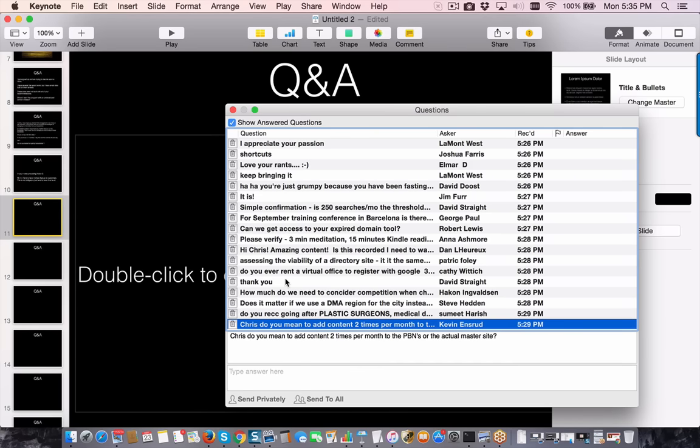Cool. Do you mean to add content 2 times per month to the PBNs or the actual master site? No, I'm only saying add content twice per month, only to 1, 2, or 3 maximum PBNs. These are going to be incredible niche specific sites that you add rich content and images to, and you're going to spend hours and hours investing in getting niche specific backlinks from forums and blogs and blog posting back to these 1 to 2 to 3 maximum private blog networks.